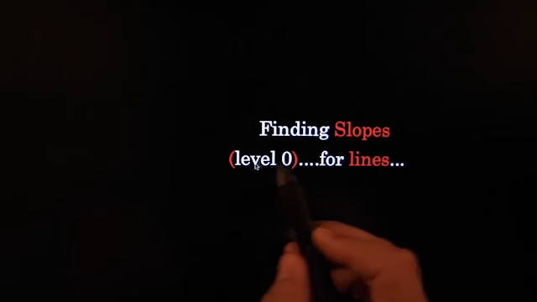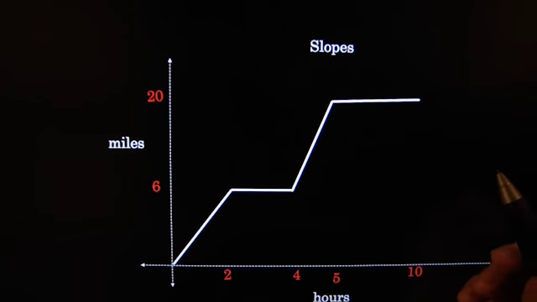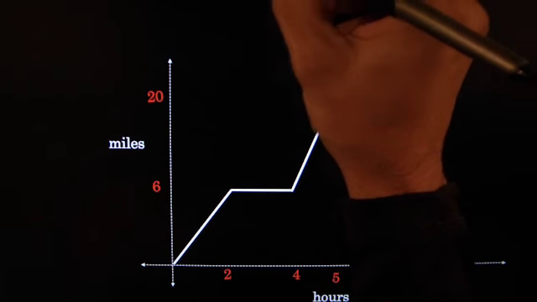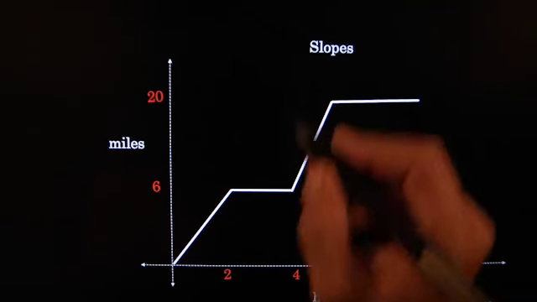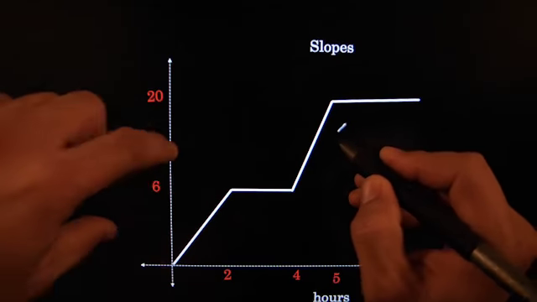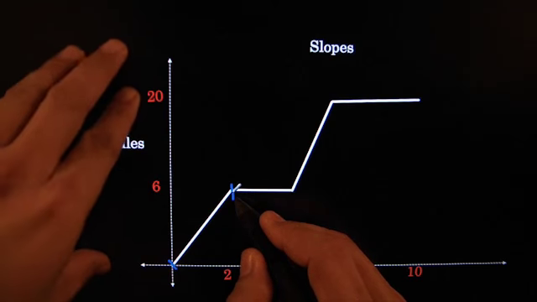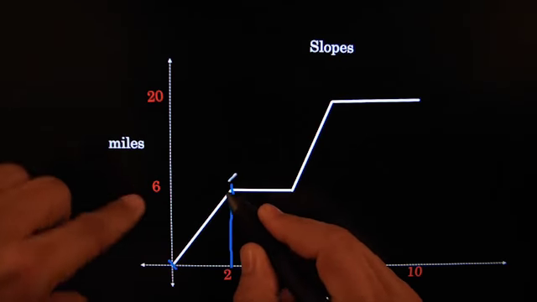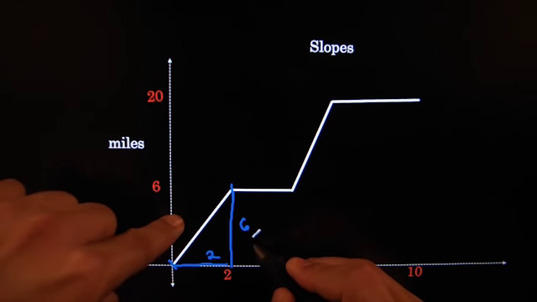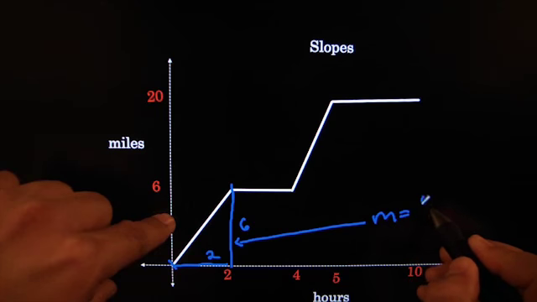So we'll start off with the levels, what I call level 0, the easiest slopes in the world. These slopes should be no match for our skills by now. You can go something like this on them. The slope is different at every portion of this graph, so you could take it by portions. Here, for example, I'll find the rise, from 6 to 0, that's 6. I'll find the run, that's 2. So for that portion, the slope is equal to 6 over 2.